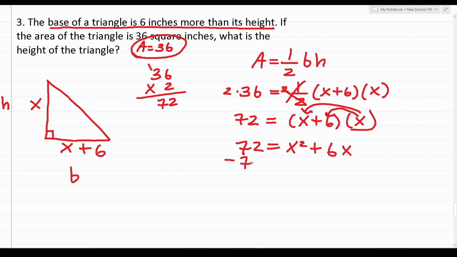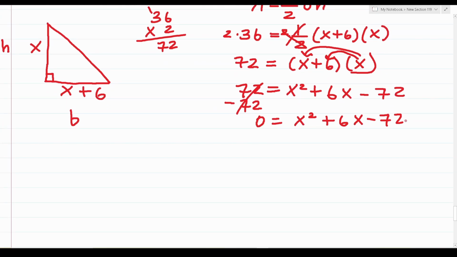Well, if we subtract 72 from both sides, this crosses out here, leaving us with 0 on this side. x squared plus 6x minus 72. Let's go ahead and rewrite this such that the zero is on this side. This becomes x squared plus 6x minus 72 equals 0. Well, as it happens, you should be able to factor this since this is a quadratic equation that has a leading coefficient of 1. More specifically, you should be able to factor this one like this.